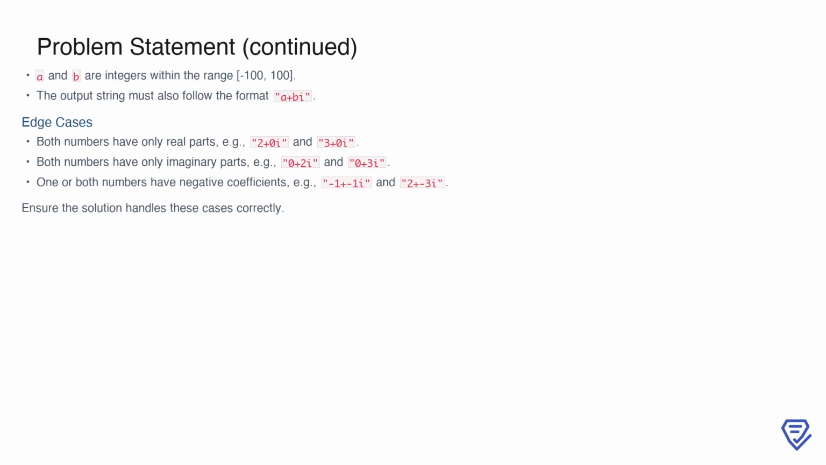The problem also comes with a set of constraints and edge cases that your solution must handle. The integers a and b in the input strings lie within the range of -100 to 100. The output string must strictly follow the a + bi format. Some edge cases to consider include inputs where both numbers have only real parts, such as 2+0i and 3+0i, or cases where both have only imaginary parts, like 0+2i and 0+3i. You should also handle inputs where one or both coefficients are negative, such as -1+-1i and 2+-3i. Your solution must correctly account for all these scenarios.